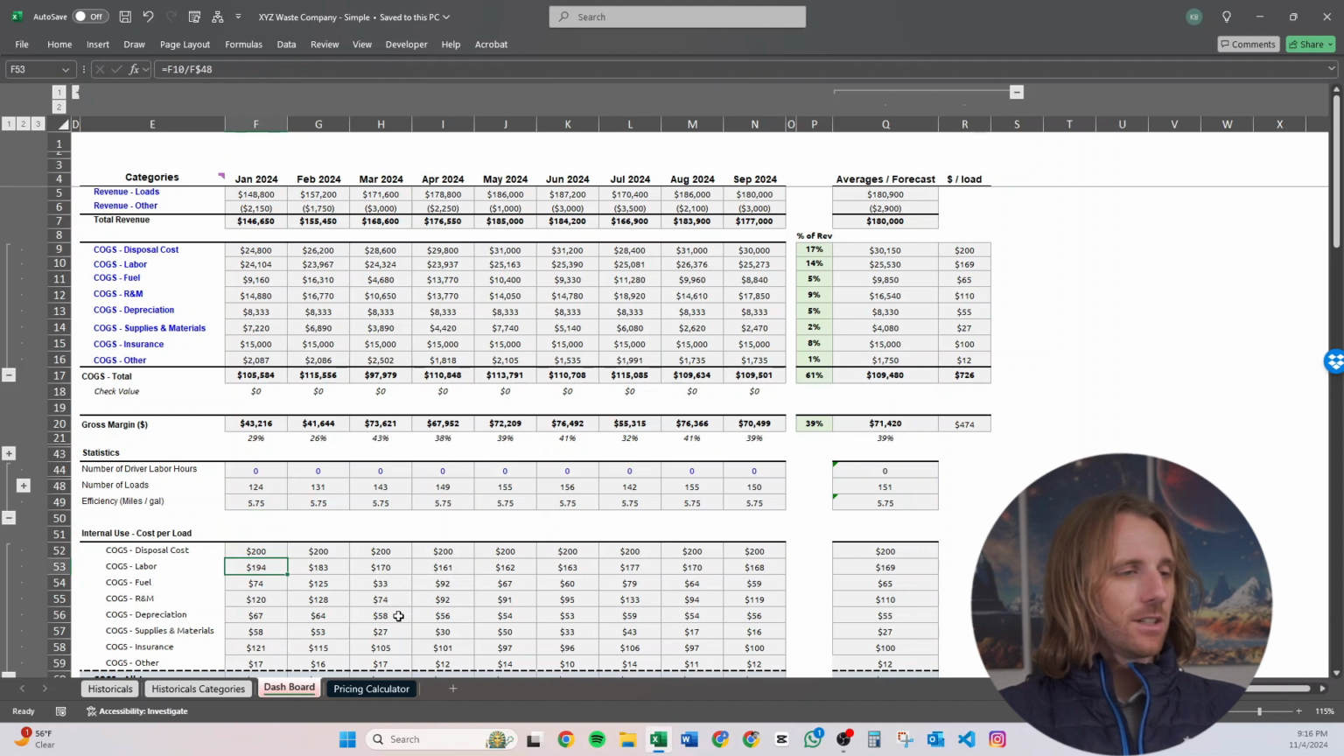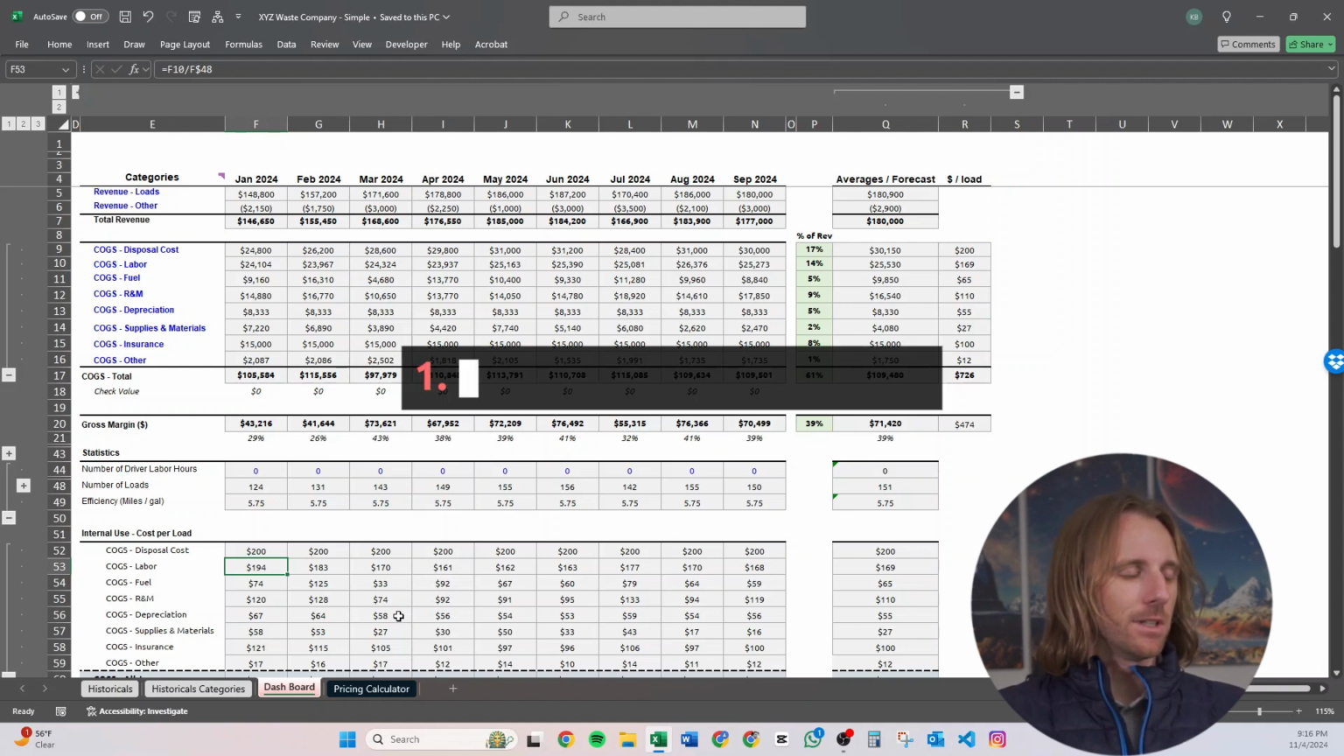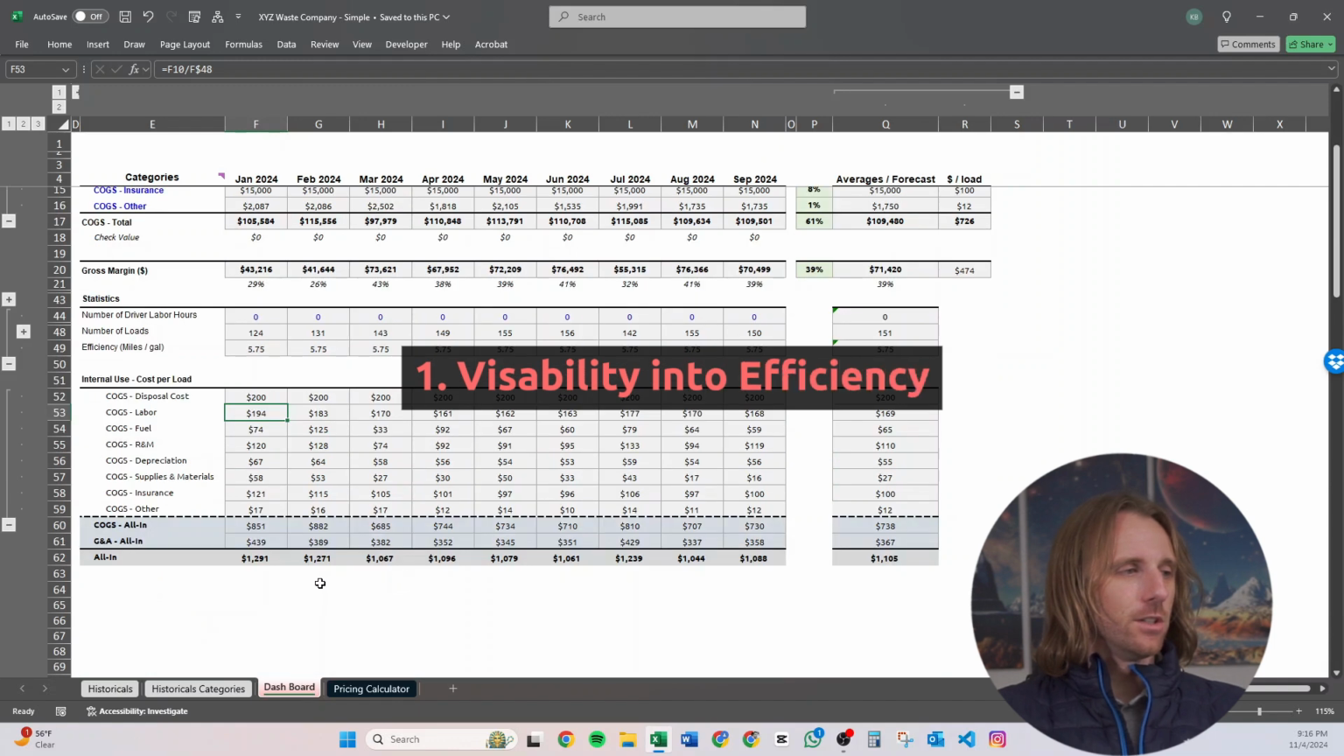So as our costs change and our ability to service customers and increase the number of loads we have every single month, this table will help you really get visibility into how efficient your costs are.